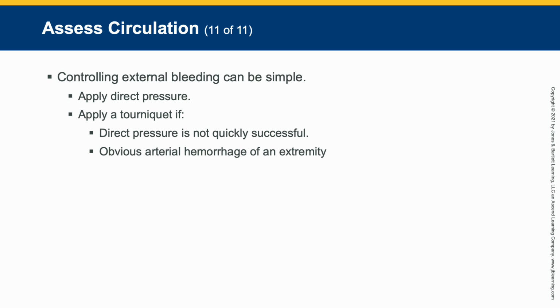If you're dealing with junctional areas like the groin or axilla, where tourniquets are ineffective, you're going to have to use wound packing and a hemostatic gauze if it's available. We're going to cover that later on. Early and aggressive control of hemorrhage can mean the difference between life and death. So always include bleeding control as part of your primary assessment.